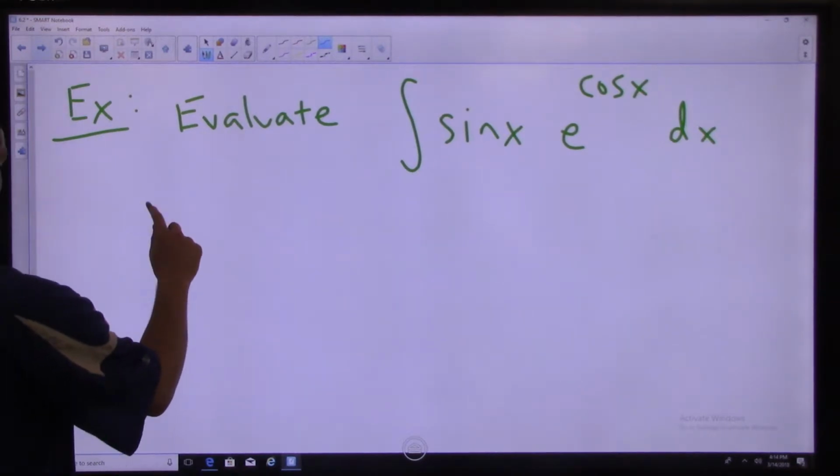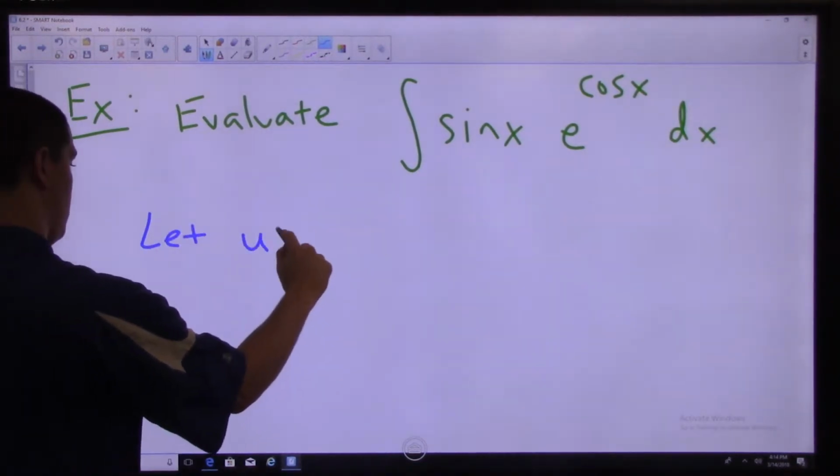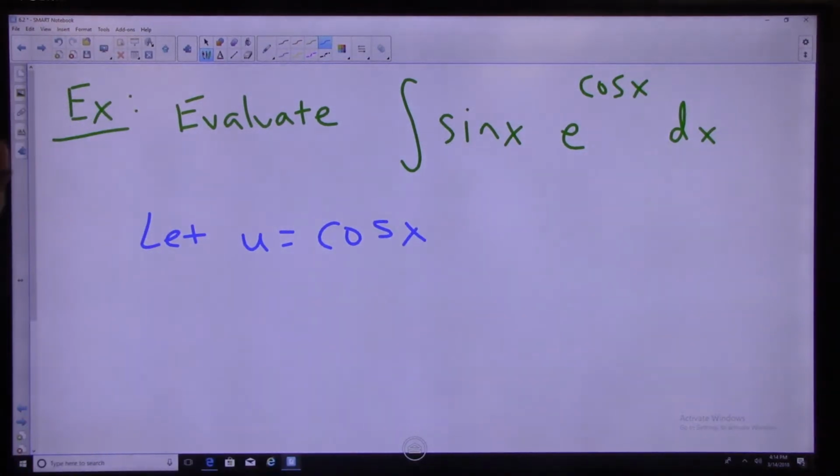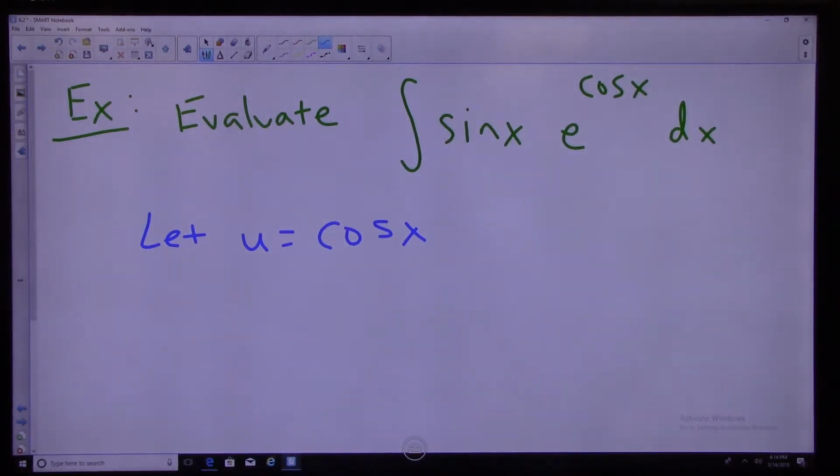So we're going to let u equal cosine x. Now again, it might not make sense why I'm doing this. Hopefully you'll make some connections here.